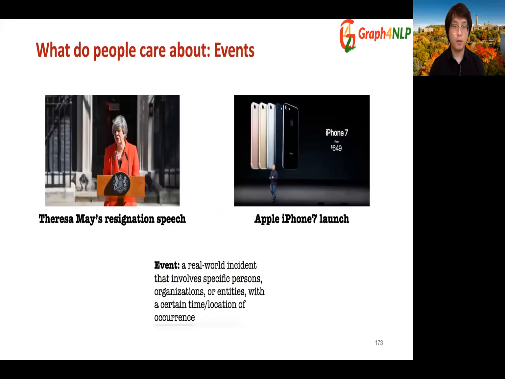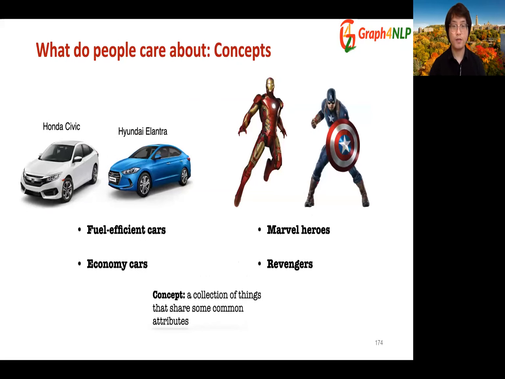So first, let's talk about what users' interests are. The first is that users are interested in different events around the world. For example, trace-based representation speech, or Apple launched new iPhones here. So we can define an event as a real-world incident that involves specific persons, organizations, or entities with a certain time, location, or occurrence. Another type of interest is concepts. Basically, a concept is a collection of things that share some common attributes. For example, Honda Civic and the Hyundai Electron are all fuel-efficient cars or economic cars. The Iron Man and Captain America are all Marvel heroes or Avengers. So these are all concepts.